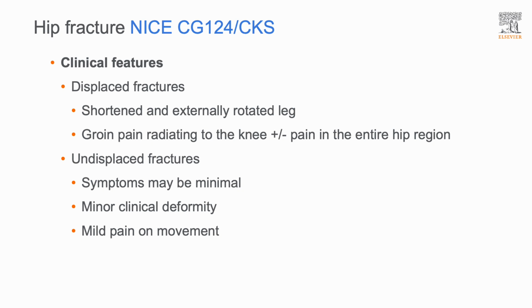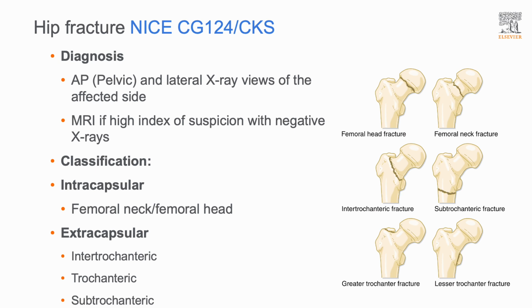Features suggestive of a NOF include, in those with displaced fractures, a shortened and externally rotated leg with groin pain radiating to the knee with or without pain in the entire hip region. In undisplaced fractures, symptoms may be minimal with minor clinical deformity or mild pain on movement. The diagnosis of hip fracture is made with AP and lateral X-ray imaging of the affected side. An MRI can be performed if there is a high index of clinical suspicion but negative X-rays.